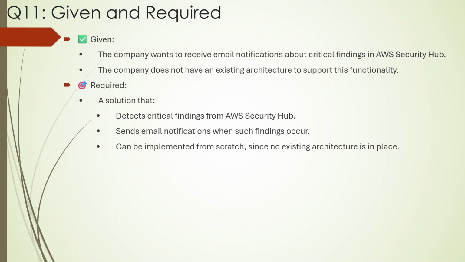about critical findings in AWS Security Hub. The company does not have an existing architecture. You are required a solution that detects critical findings from AWS Security Hub, sends email notification when such findings occur, and can be implemented from scratch since no existing architecture is in place.